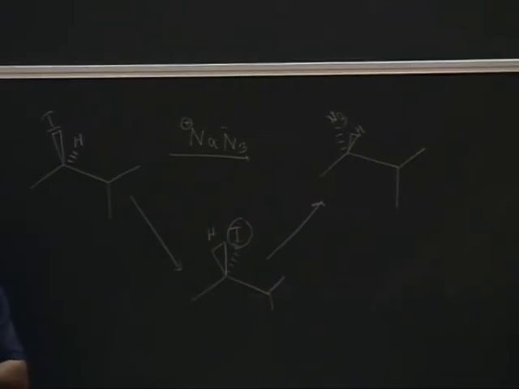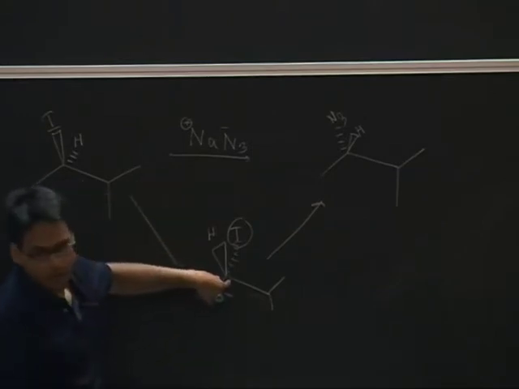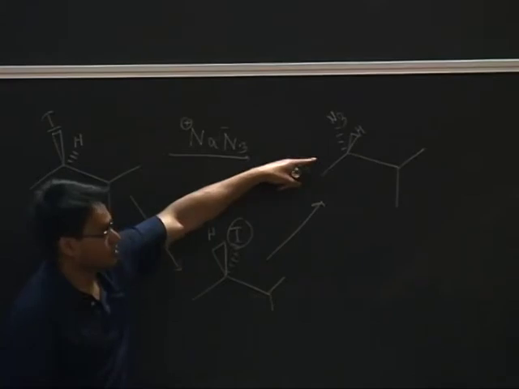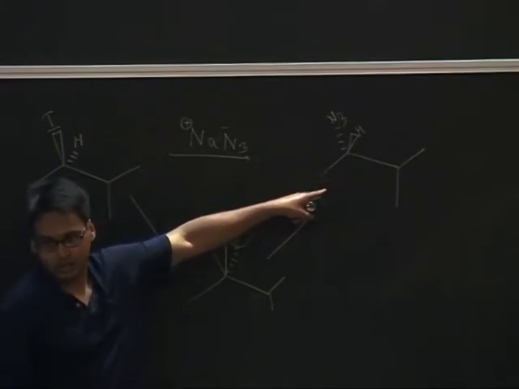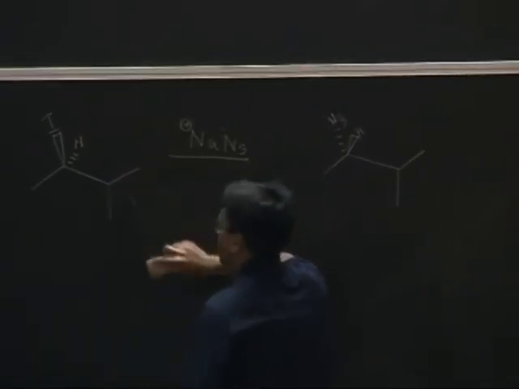In case you are having a problem visualizing, I don't want you to make models in the exam. That will take a lot of time. Switch two groups on that carbon, replace the leaving group with the nucleophile. It will give you the right answer. Okay? Now, next problem.